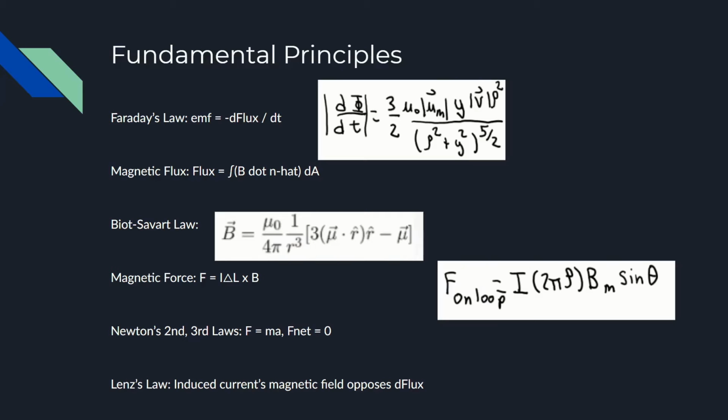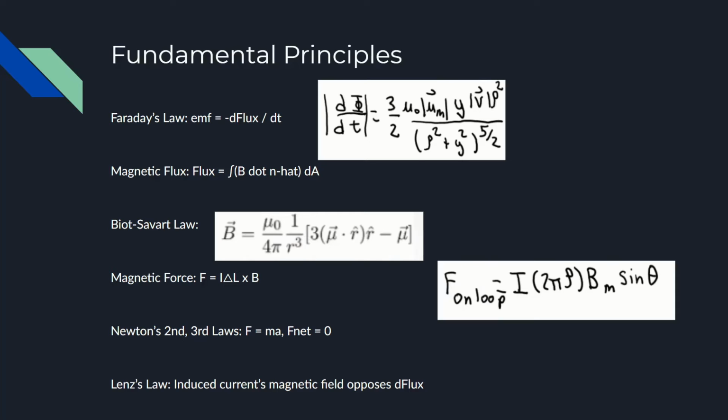The Biot-Savart law states that B is equal to mu naught over 4 pi times 1 over r to the third times 3 times the dot product of mu and r hat times r hat minus mu. The magnetic force is equal to current times delta L cross B, and can also be equal to current times 2 pi r times B sine theta.